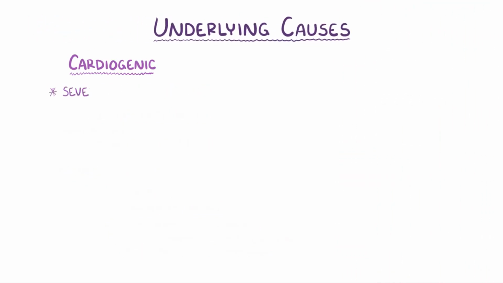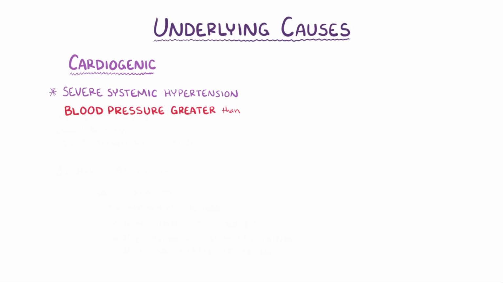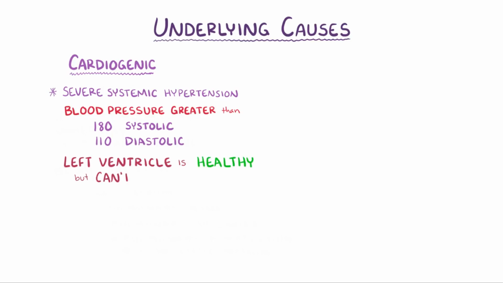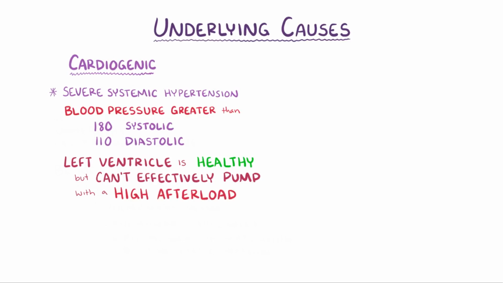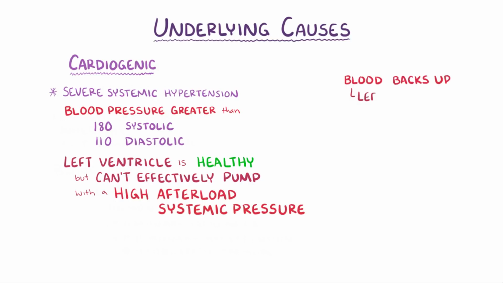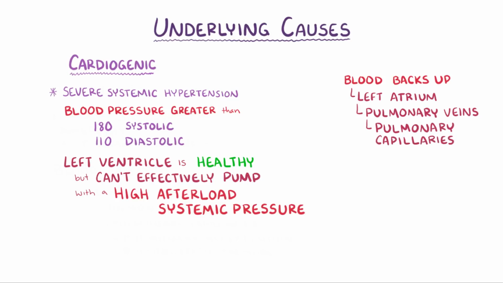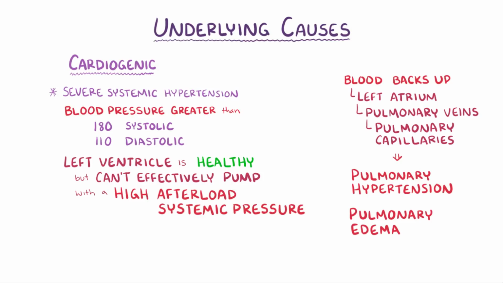Another cardiogenic cause is severe systemic hypertension, specifically a blood pressure that's greater than 180 systolic or 110 diastolic. In this situation, the left ventricle is healthy, but simply can't effectively pump blood in a system with such a high afterload. In other words, under conditions with such high systemic pressures. Once again, blood starts to back up into the left atrium, pulmonary veins, and pulmonary capillaries, ultimately leading to pulmonary hypertension and pulmonary edema.